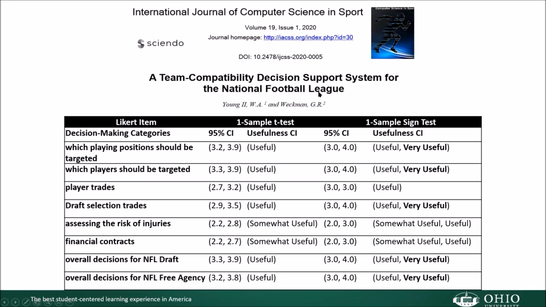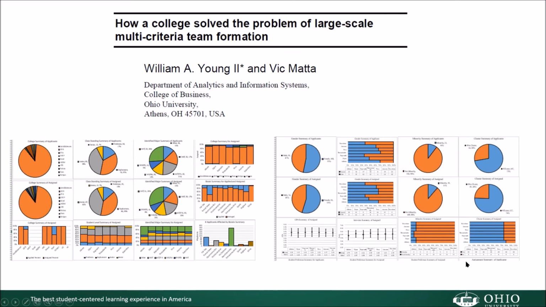This is one of my most recent publications looking back at the model and publishing some of the results. Essentially, we took a look at experts in the field, so these are GMs or people that evaluate NFL talent. And they basically said that my tool was useful to very useful on categories related to identifying which positions a team should target, which specific players a team should target, draft day trades, and overall decisions with the draft and free agency.